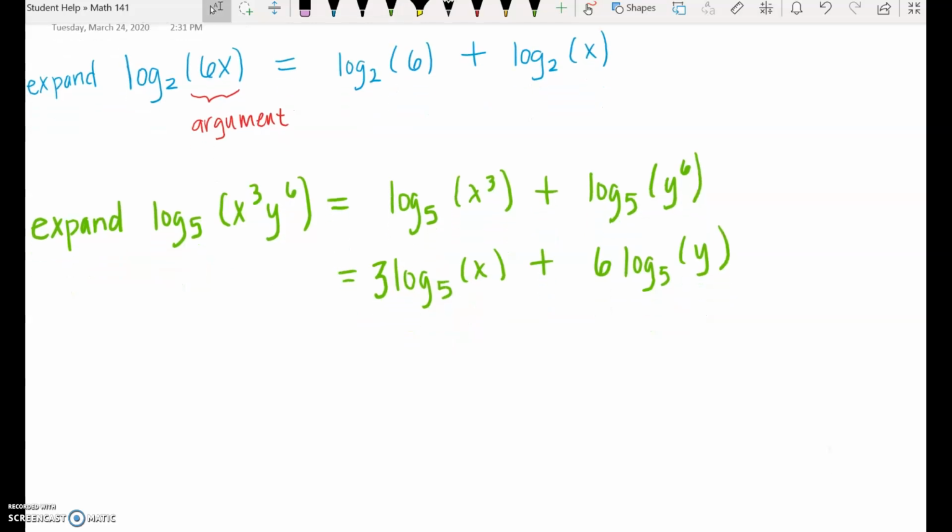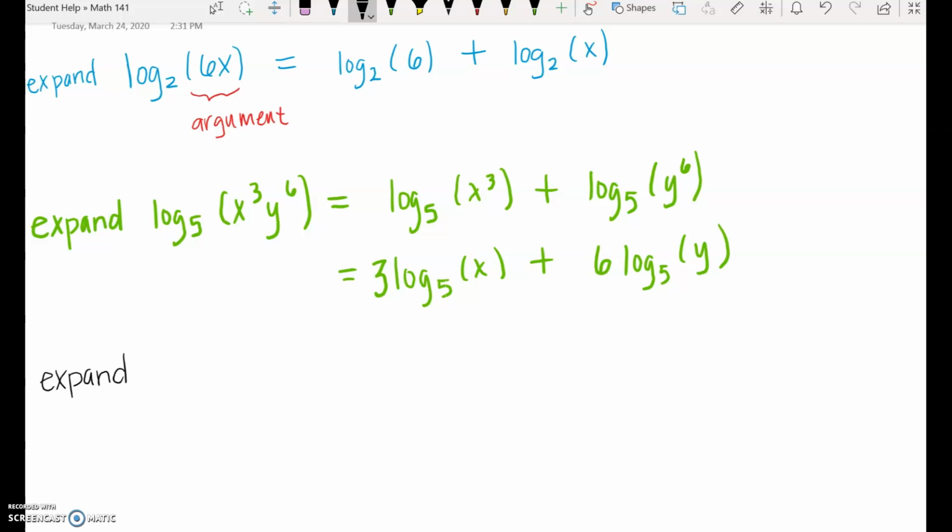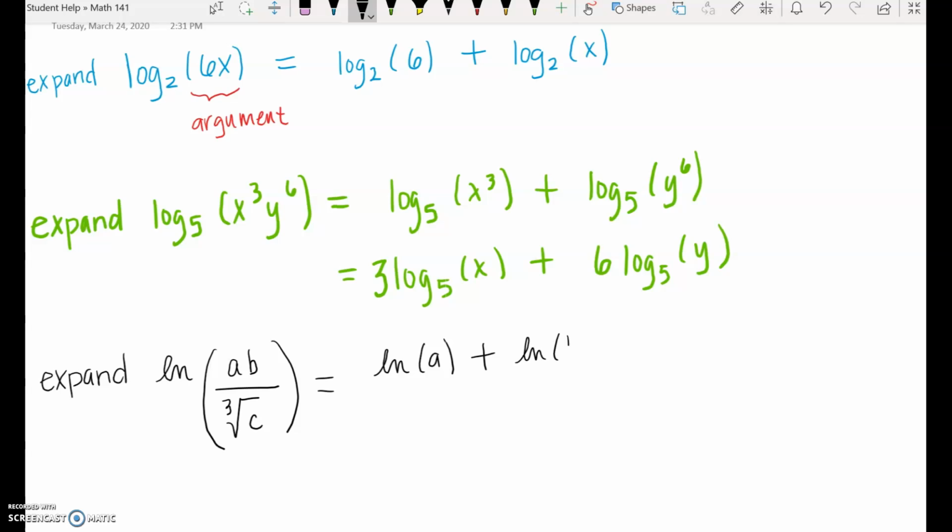And then I'll do a third example. I'll use natural log for this one. And I've got a quotient rule. So the top is going to get split up as a product the way we did in the first two. But the bottom, anytime you have something that's divided, that becomes subtracted.